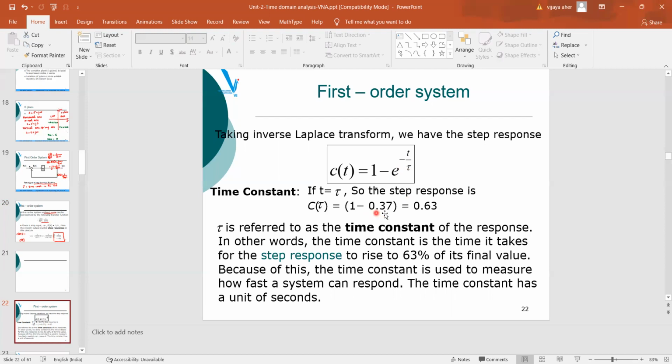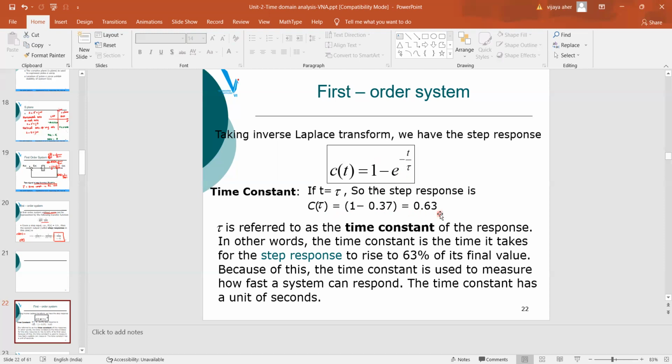Is nothing but 0.37. So your equation becomes, when t is equal to tau, the step response C(tau) is equal to 1 minus 1 divided by e raised to the power 1, which is equal to 1 minus 0.37. E raised to the power 1, what does it come to? 0.37. So 1 minus 0.37 is nothing but 0.63.